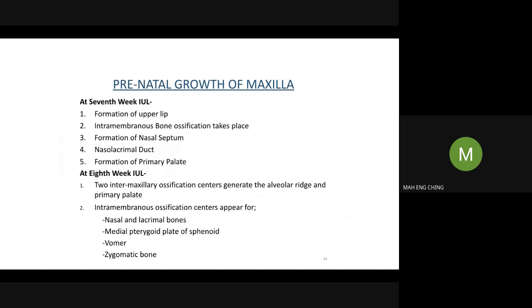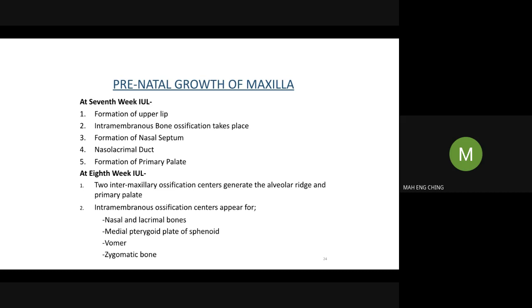So, prenatal growth of the maxilla. At the 7th week of intrauterine life, or IUL, the formation of the upper lip started. Then intramembranous ossification took place. Then formation of the nasal septum, nasolacrimal duct, and the primary palate. All these happen in 7 weeks.